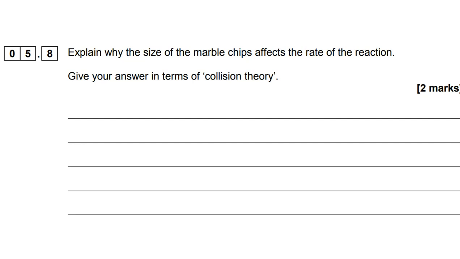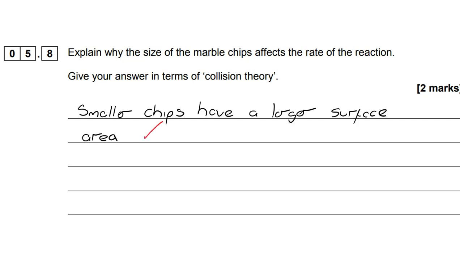And then we move on to 5.8. Explain why the size of the marble chip affects the rate of reaction, and you need to talk in terms of collision theory. Well, smaller chips have a larger surface area, and that means there are more frequent collisions.